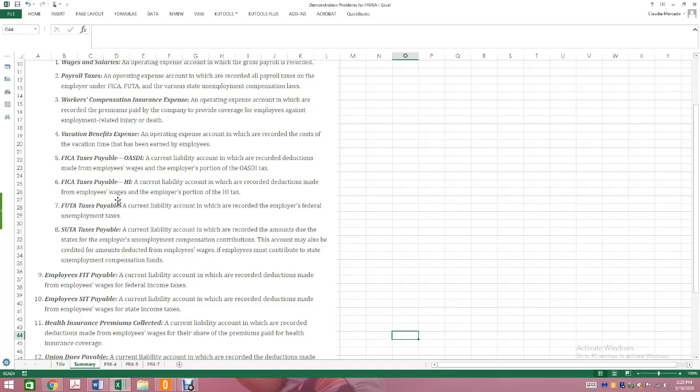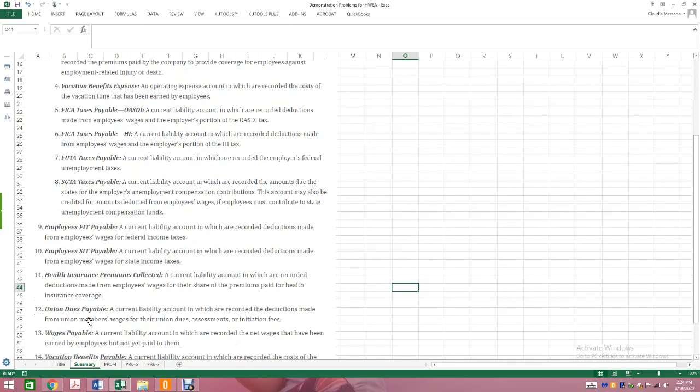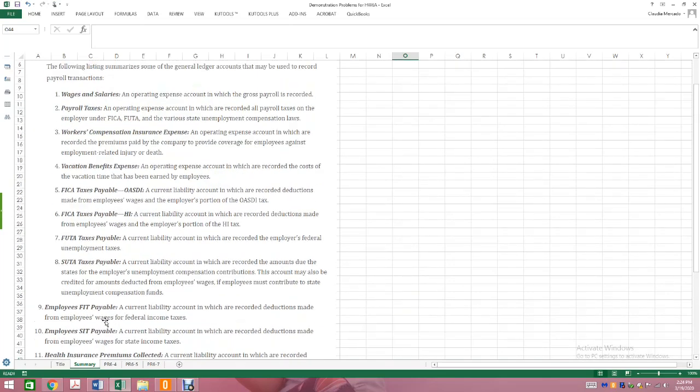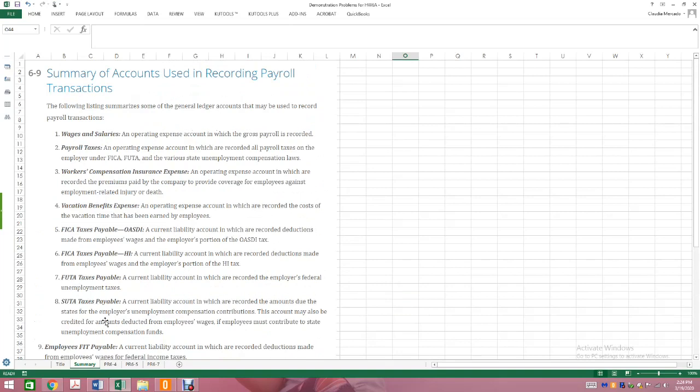That's why we have so many. It just depends what kind of tax. For example, FICA is broken down between OASDI and HI. We have FUTA, we have SUTA, federal income tax, state income tax, union dues payable, wages payable, vacations payable. So all of these are accounts that we use and we throw in money that later needs to be paid out for whatever purpose.